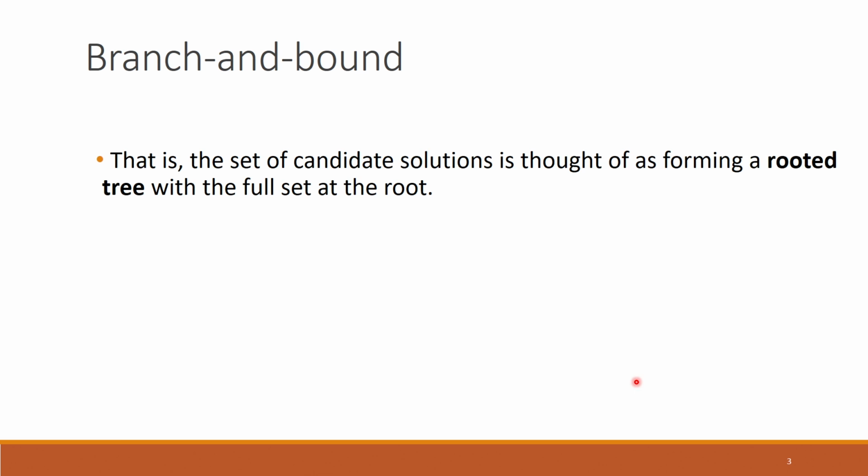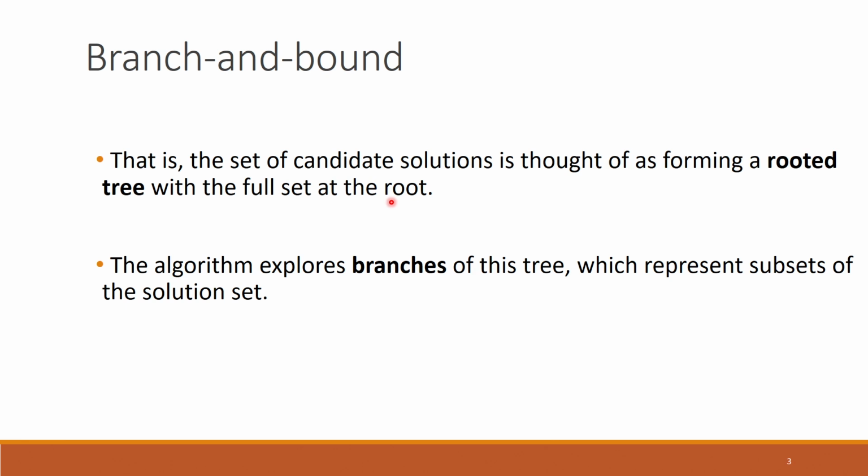So, in branch and bound, the set of candidate solutions is thought of as forming a rooted tree with the full set at the root. What does it mean? At the top level of this tree, we have the set of all the candidate or feasible solutions, and as we go down this tree, we will be dividing this set of feasible regions into different partitions, which we will also refer to as different branches. These different branches of the tree represent subsets of the feasible solution set that we have.